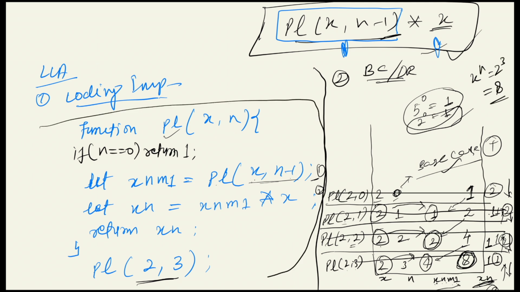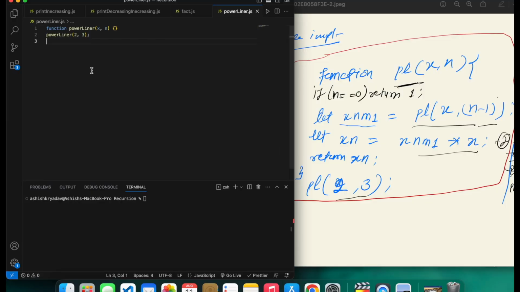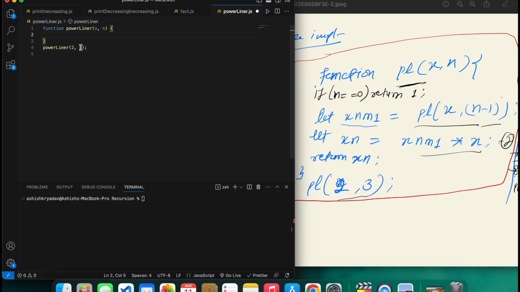Okay, this is our logical code. We will implement this program in our VS Code to see live execution. So this is our power linear function. Here we pass x comma n. This is the body of our function, and here is where we call the function, passing x equals 2 and n equals 3.